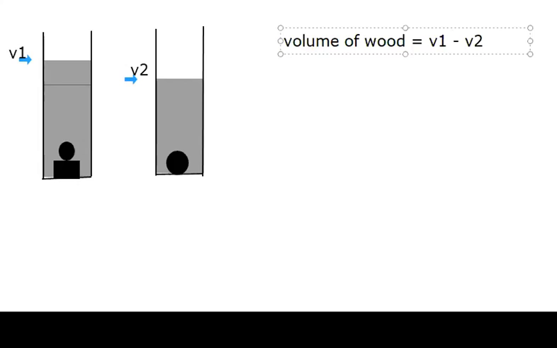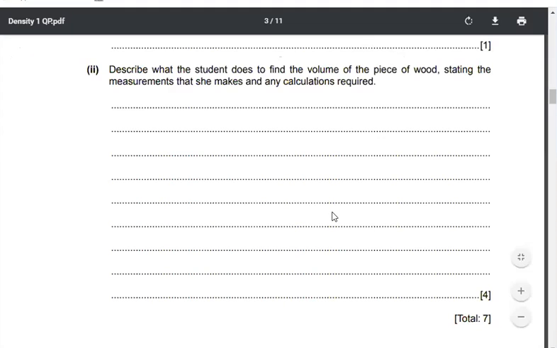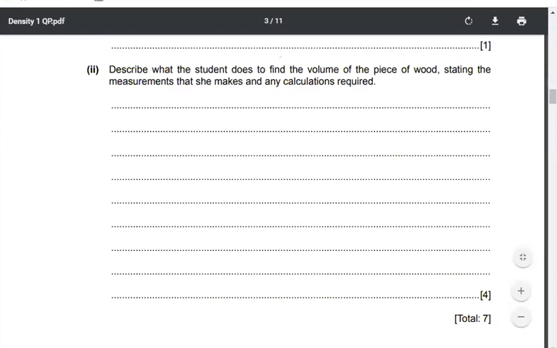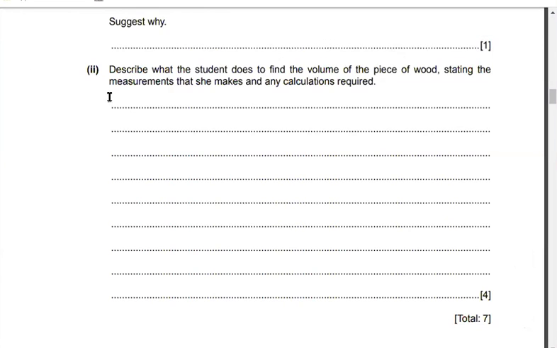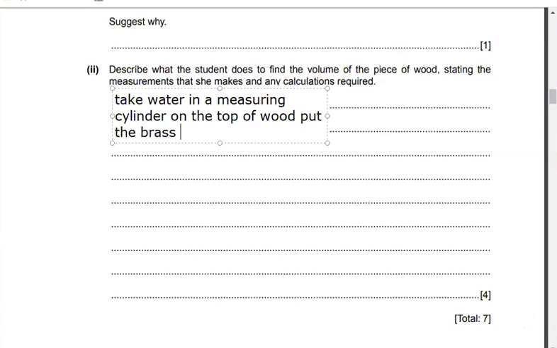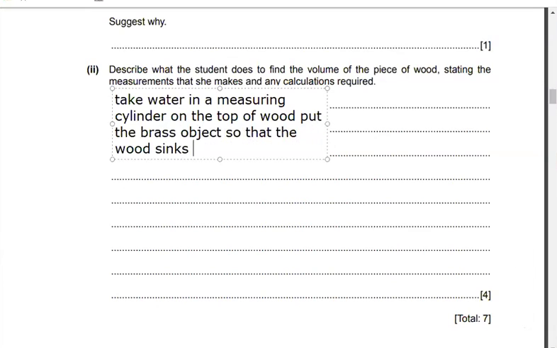I will just get back to the question once again. So this is what you have to explain: what the student does to find out the volume of a piece of wood, stating the measurements that she makes and any calculations required. So I will be writing down the answer over here. The first step would be: take water in a measuring cylinder, on the top of wood put the brass object so that the wood sinks inside.